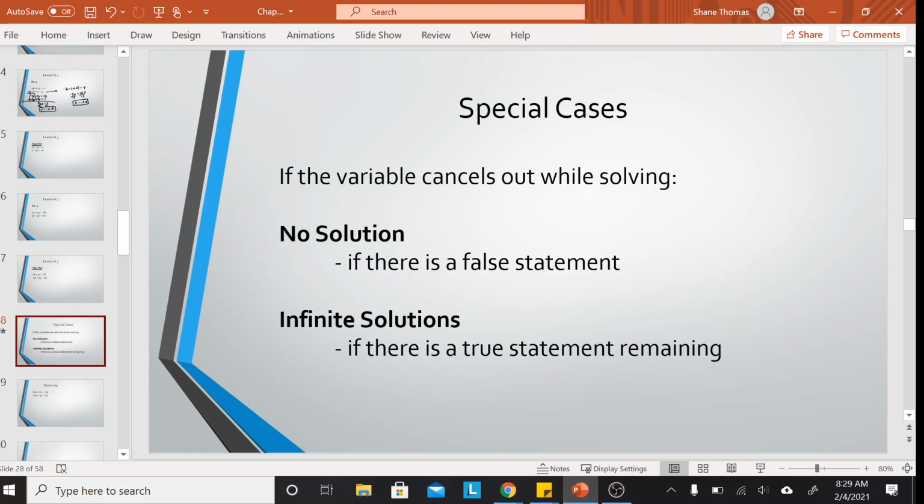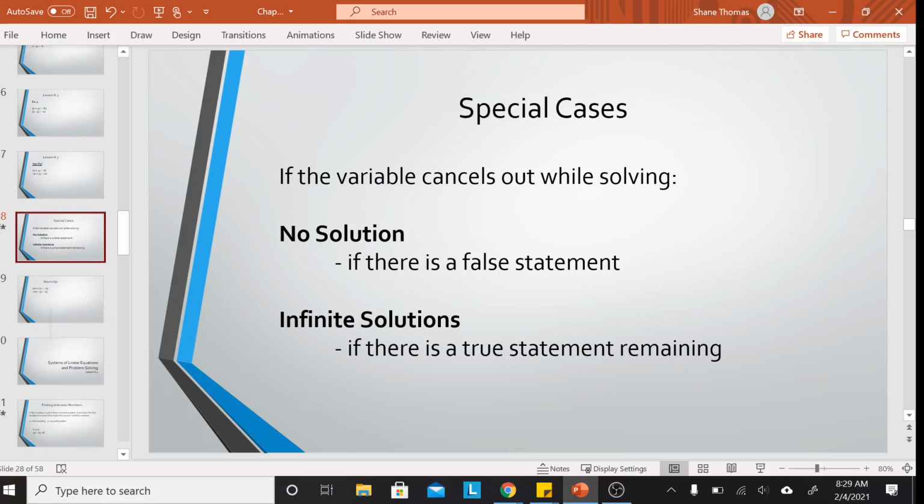Okay. All right, then there is some special cases. Special cases is if you get down and your variables cancel out. If you have a false statement like 2 is equal to 4, then that's going to be no solution. If you have something that says like 3 equals 3, that's a true statement, then that would be infinite, and you could stop right there.